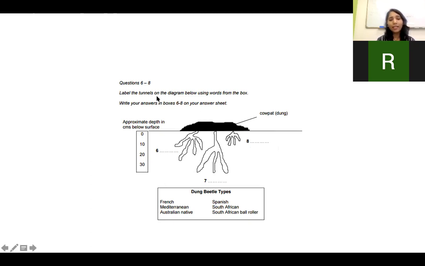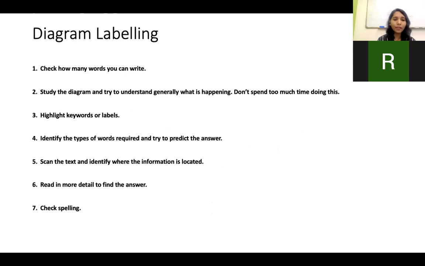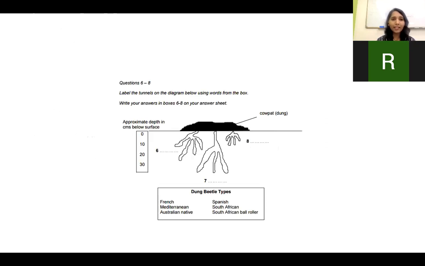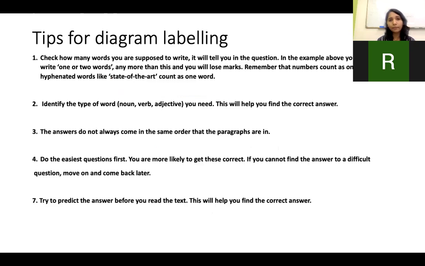See how many words they're asking you to put in your blank or in that answer, whether it is 1 or 2 words. You will need to go back to the text to scan and find where the information is located. Check your spellings for this. This is how it's going to look.